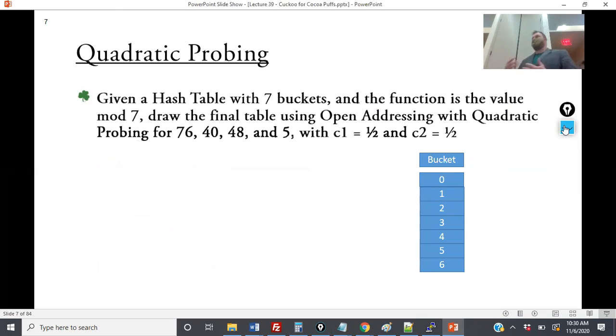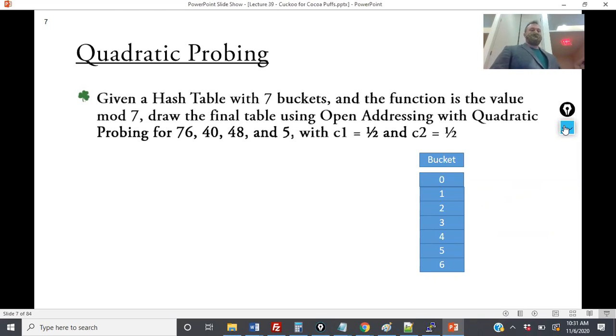So I'm going to go through 2 examples of quadratic probing. I'm also going to ask you all what you think would happen in certain situations. We have an initial hash table with 7 buckets, and the function is just value mod 7. It says draw the final table using open addressing with quadratic probing for 76, 40, 48, and 5, where C1 is equal to 1/2 and C2 is equal to 1/2.